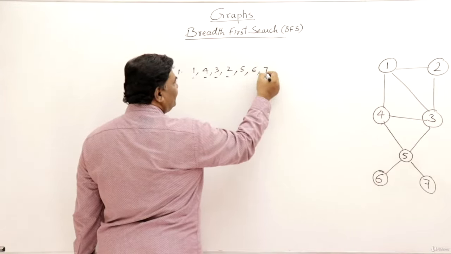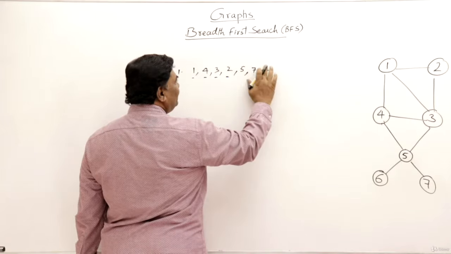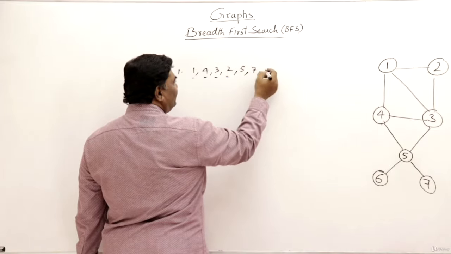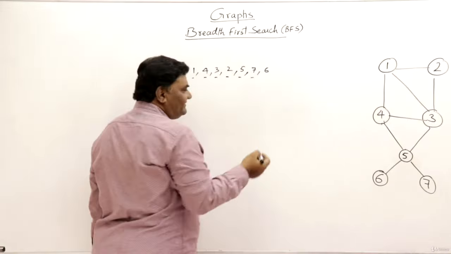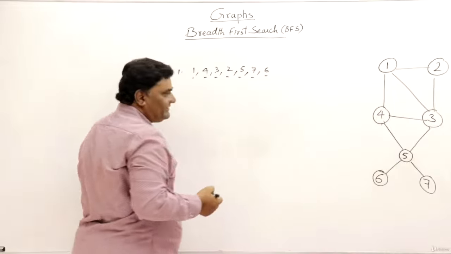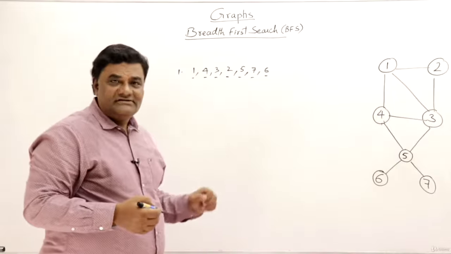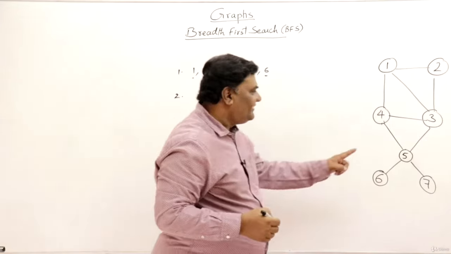6 and 7. No, I will visit 7 first, then 6. Okay, no problem. You can take first 7, then 6. 5 is explored. Now explore 7. There is nothing adjacent to 7, so 7 is explored. There's nothing adjacent to 6, so 6 is also explored. There's one answer. Then, second one, I'll start exploring from vertex 5.